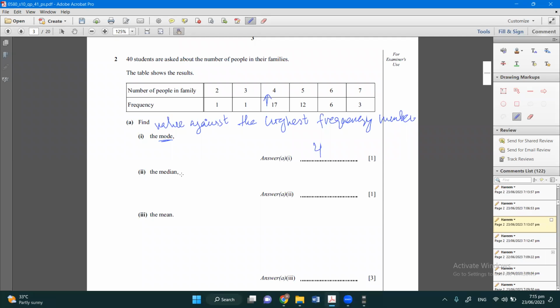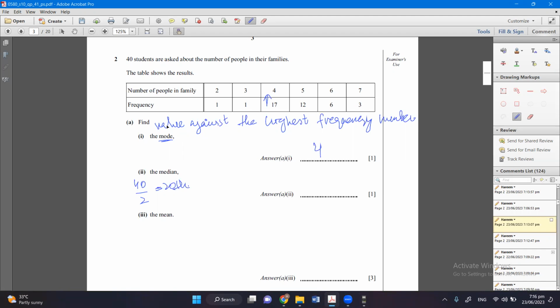Now, the median. For the median, we divide the total number, 40, by 2. So 40 divided by 2, the answer is 20. Now what we do is bring in the concept of cumulative frequency.